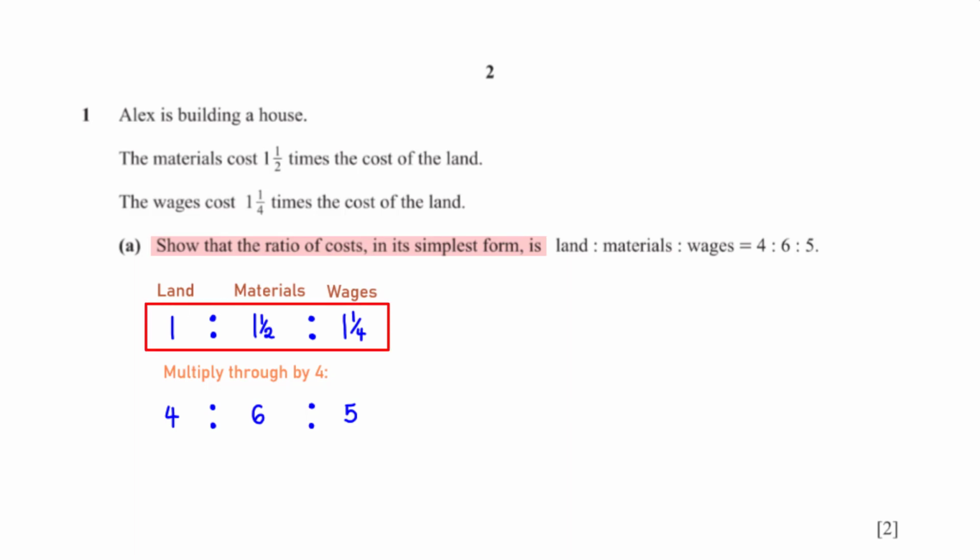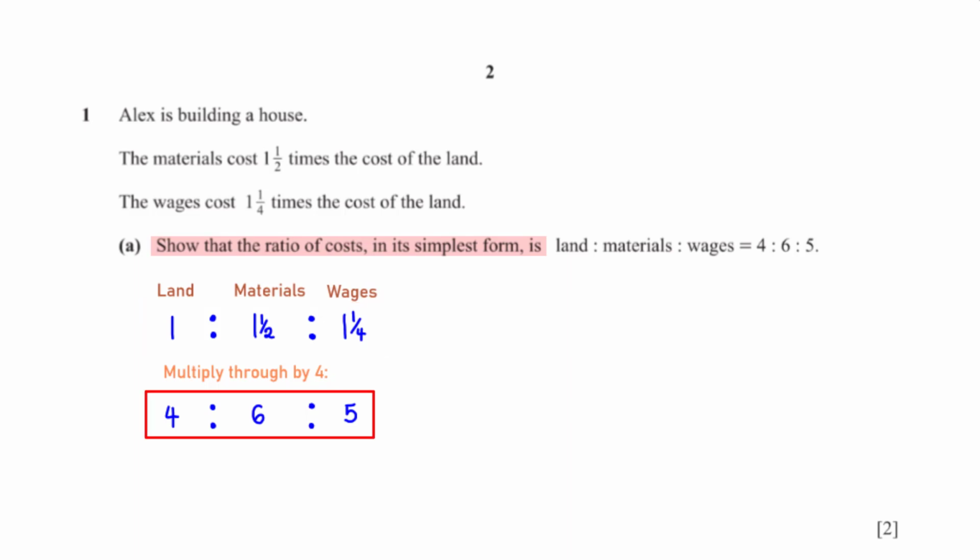If we represent the ratio of land with 1, then the ratio of materials would be 1.5 times 1, which is 1.5. And the ratio for wages would be 1 1/4 times 1, which is 1 1/4. When we multiply through the ratio by 4, we have 4 is to 6 is to 5.